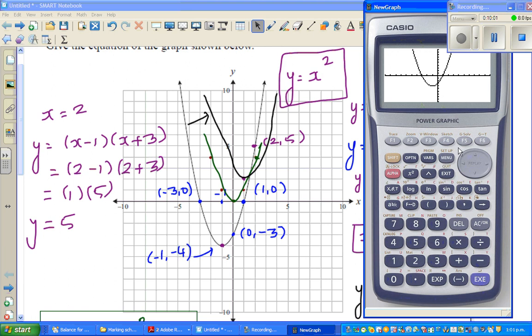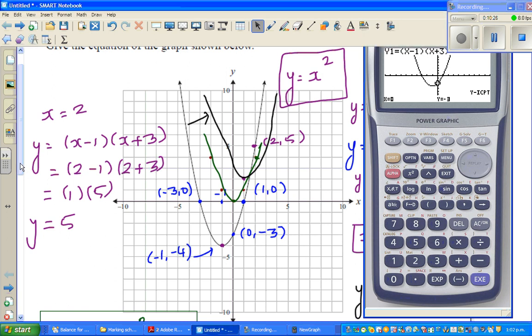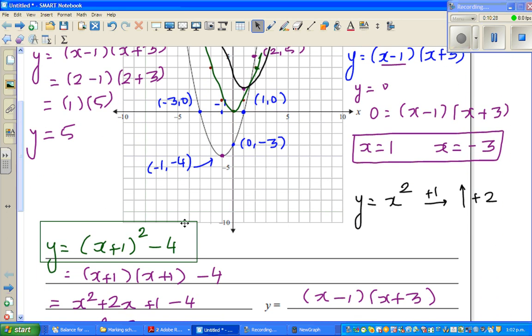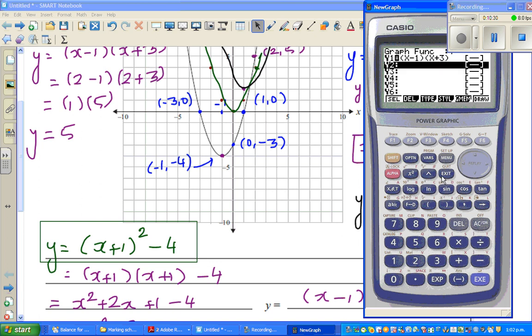To confirm the x-intercept, you go G-Solve, Root. So this root is minus 3, 0. The other is 1, 0. And if you go G-Solve, Minimum, the vertex is the minimum. So minimum is minus 1, minus 4. And the y-intercept, you press F4, is 0, negative 3. So what I said was this and this are the same. So let me type in this equation. Very interesting, you can see that they are both the same.